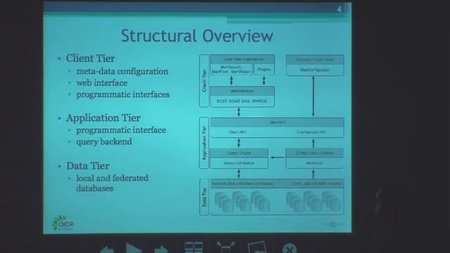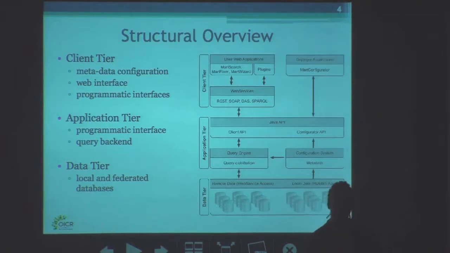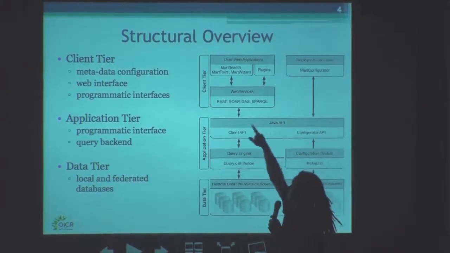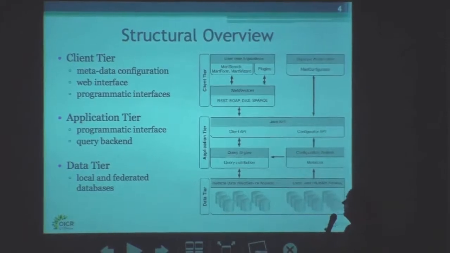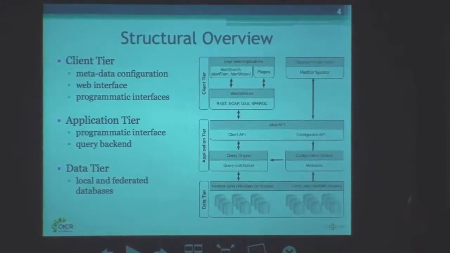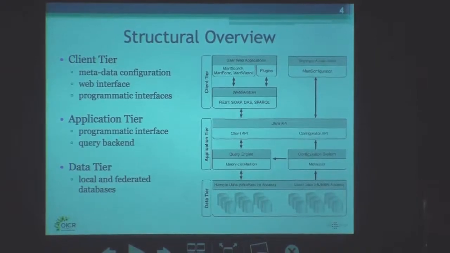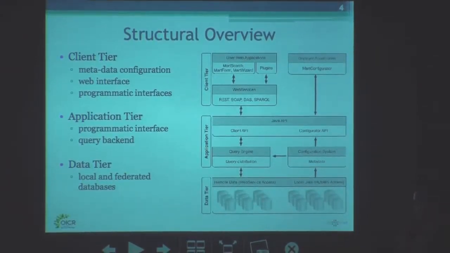BioMart is organized in a three-tier structure. We have the client tier, which provides a user web application interface, which means you can have a web server so that users can actually serve your data structures, right? But it also allows for web services, programmatic access, using REST queries, so does our SPARQL. Below that, we have Java API, which you can also use to query our databases. And we also have a query engine running here.